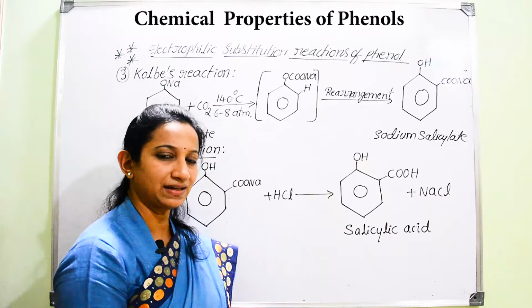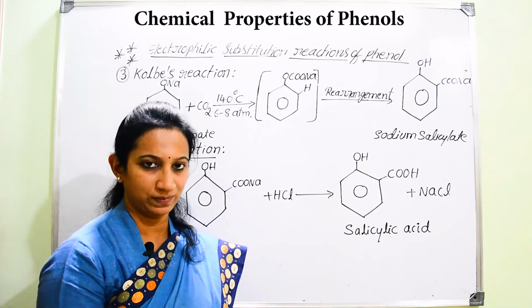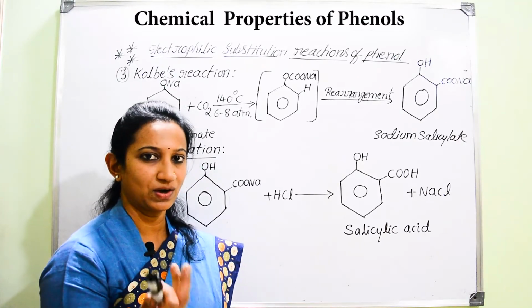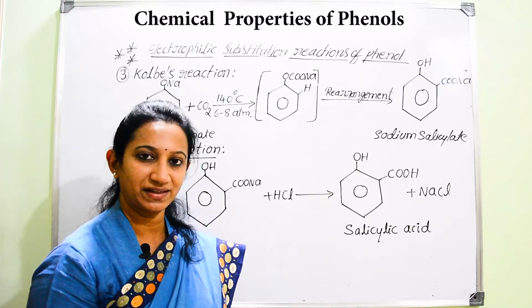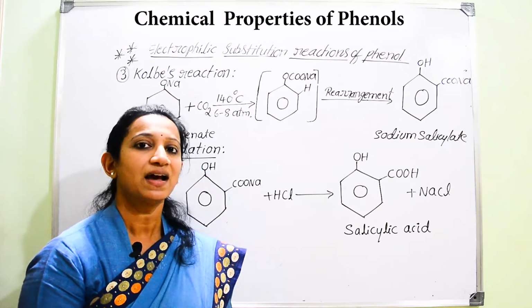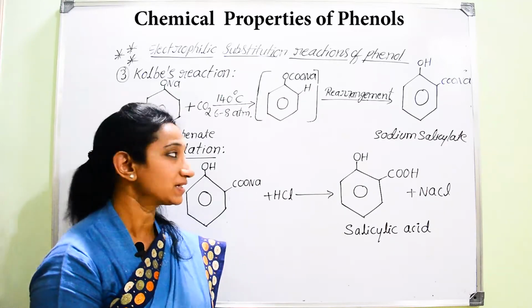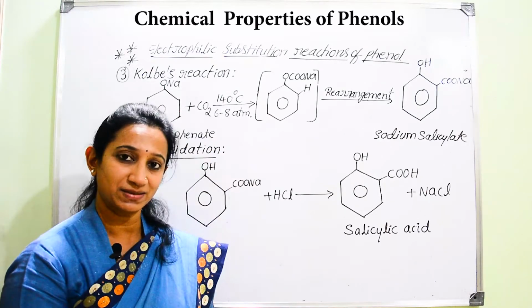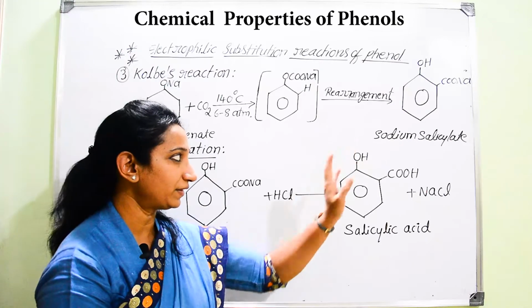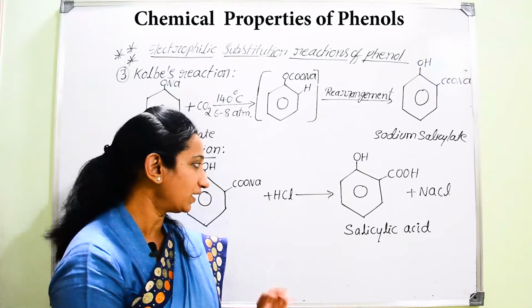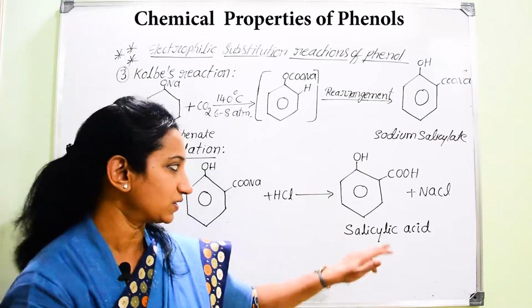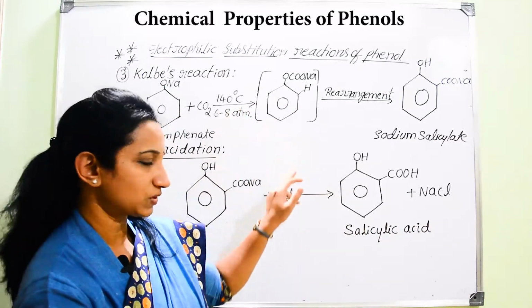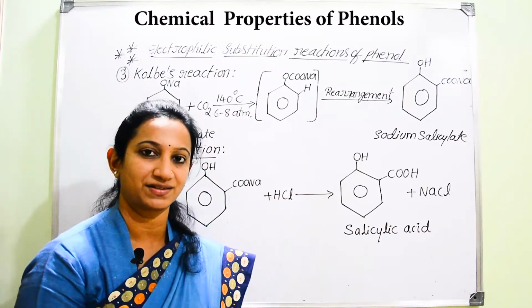So, explain Kolbe's reaction. What will you explain regarding Kolbe's reaction? When sodium phenate is heated with carbon dioxide at 140 degrees Celsius and around 6 to 8 atmospheric pressure, it gets converted into sodium salicylate, which on acidification gives salicylic acid. So you are supposed to write these two steps which are involved in this reaction.